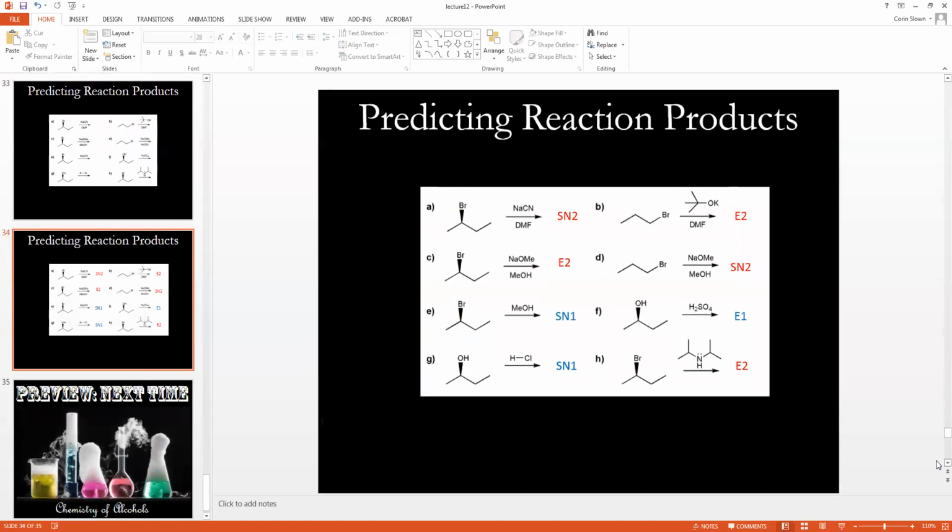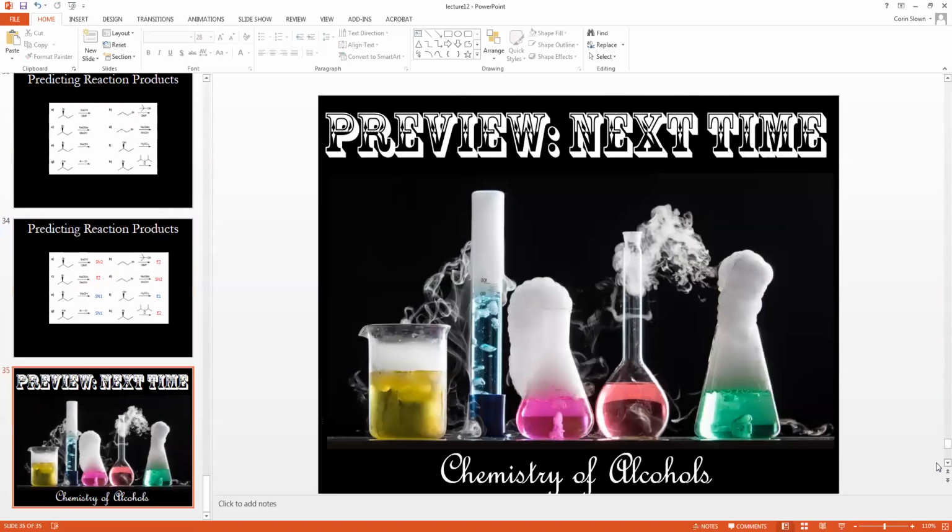If you start to think about your reasoning for why you can identify a reaction as favoring SN2 or E2, and you feel confident using evidence to back up your claim, then you're well on your way to being ready to study alcohols, which is what we're looking at next class.